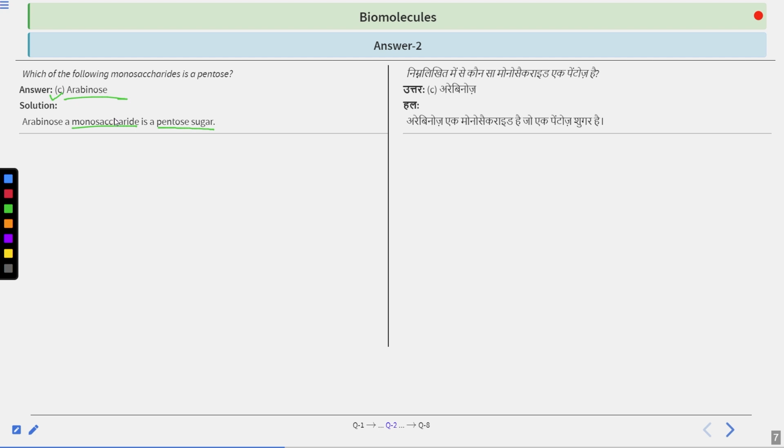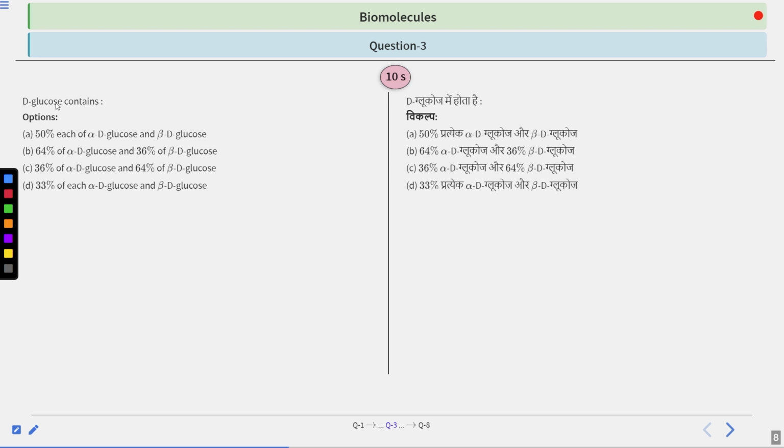Let's move on to our next question. D-glucose contains which of the correct options? So you have to tell the particular amount of some D-glucose type. Options are 50% each of alpha D-glucose and beta D-glucose. So in D-glucose, equal amounts, that means 50% alpha D-glucose and 50% beta D-glucose.